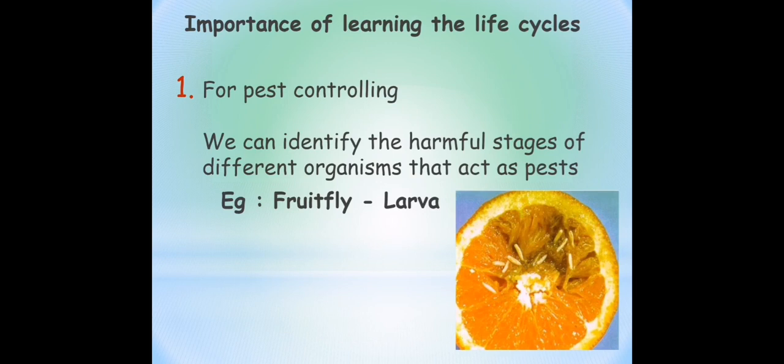Why are we learning about life cycles? What is the importance of learning life cycles? Number 1, for pest controlling. We can identify the harmful stages of different organisms that act as pests by learning about life cycles. For example, fruit fly larva. In the diagram, you can see the destruction made by fruit fly larva.